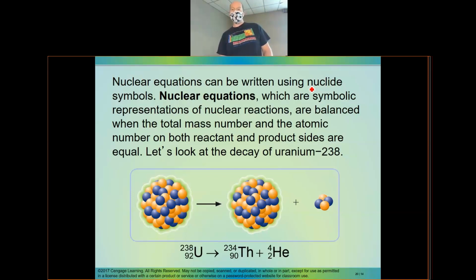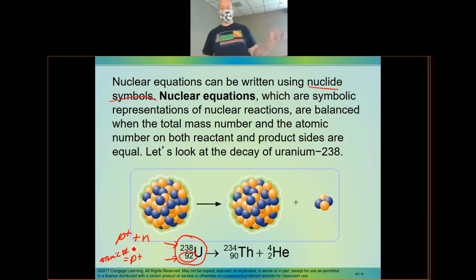We're going to use the nuclide symbols. Back in chapter 3, maybe 2, I'm not sure, we did the nuclide symbols. So here is a nuclide symbol. Remember, your top number, in this case the 238, is your protons plus your neutrons. The bottom number is your protons. That is also your atomic number.